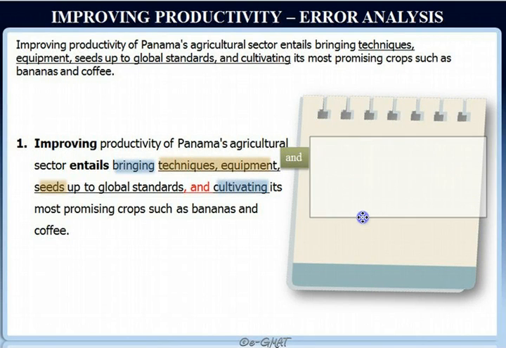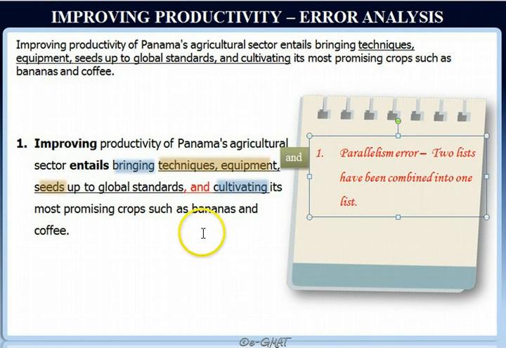Actually, the way it is written is by connecting, by basically bringing techniques, equipment and seeds up to global standards, comma and cultivating.